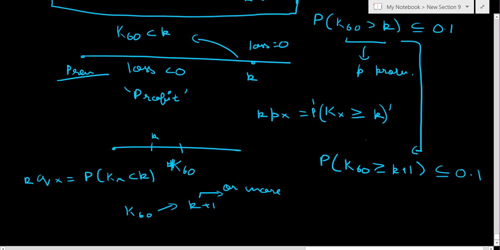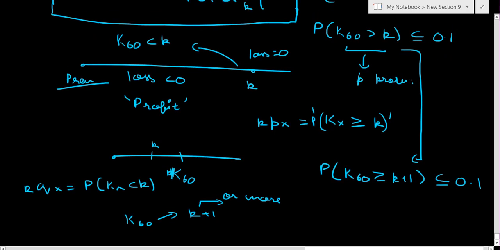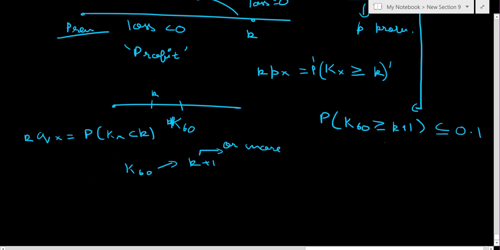Or what you could have alternatively done is you could have deducted this from 1 minus this, and made some sort of adjustment in order to transform this into q. Anyway, you would have to do this. So just try to understand this. Makes sense? So this is just K60 is greater than or equal to k plus 1. So this becomes the probability that a person aged 60 survives at least k plus 1 years is less than 0.1, right? Make sense?